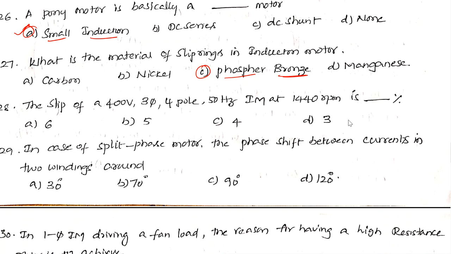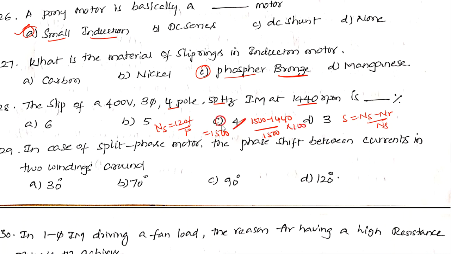Next one, the slip of a 400 volts 3 phase 4 pole 50 hertz induction motor at 1440 rpm is? So simply use the formula S is equal to (ns minus nr) by ns. After that, what you'll find is ns. The formula is ns is equal to 120 f by p, where f is 50 and p is 4. If you substitute here, we get 1500. Now the nr they have given is 1440. So (1500 minus 1440) divided by 1500. If they want percentage, multiply with 100, and you will get the answer. Simply it is 4 here.